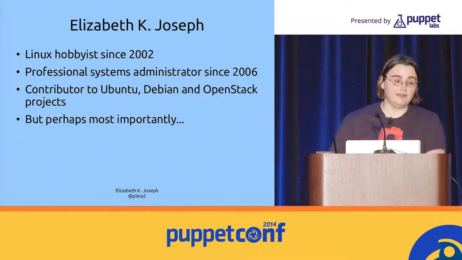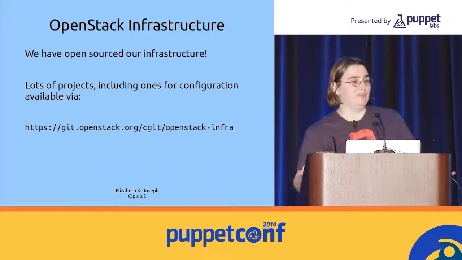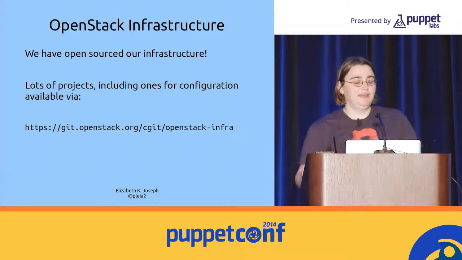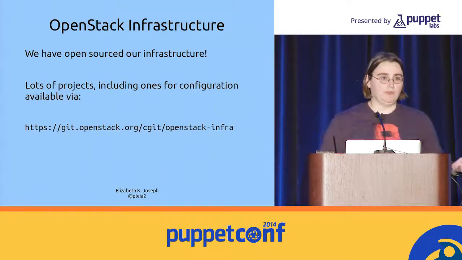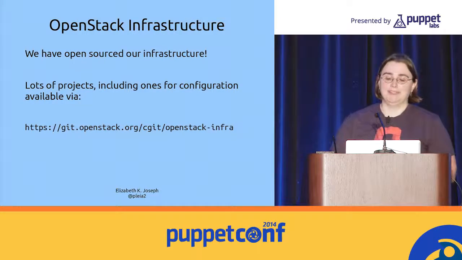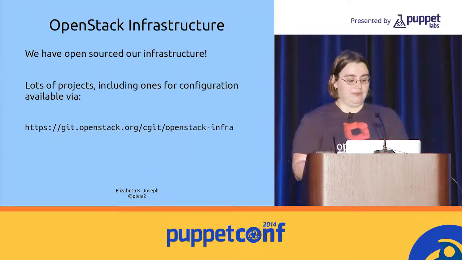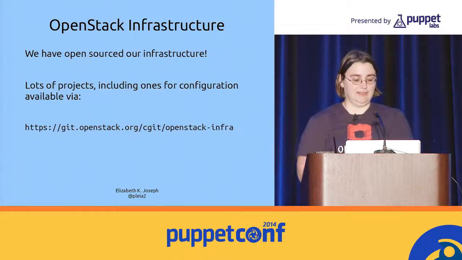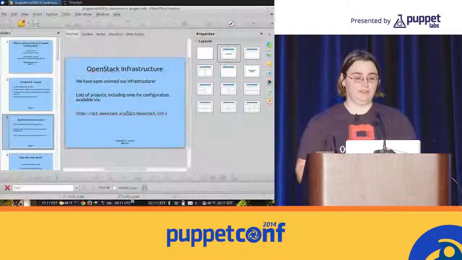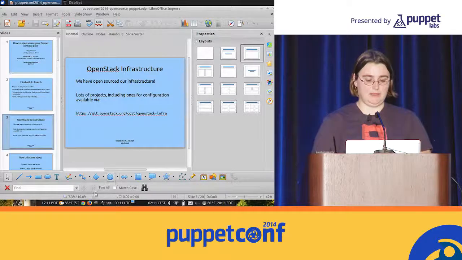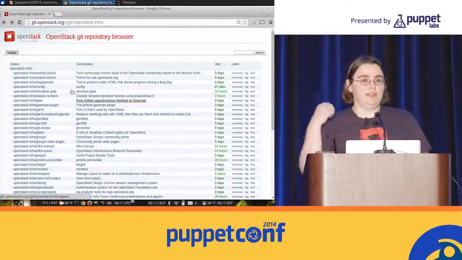But for this talk, probably the most important thing is that I'm a member of the OpenStack Infrastructure Team. And we've open sourced pretty much our entire infrastructure except for secret things. So all of our configuration is online. This is our Git repository here, and I can bring it up. This is running on cgit.